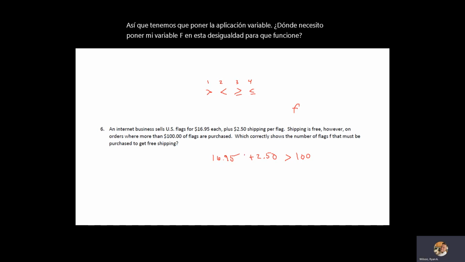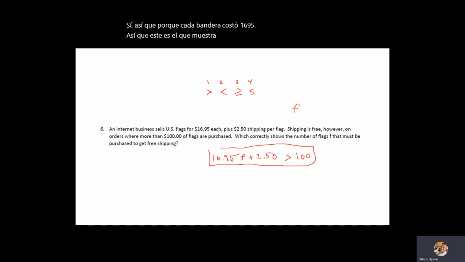Yeah, so because every flag costs $16.95. So this is the one that shows correctly how many we would have to sell. We have to solve for F to be able to determine how many we have to sell so we don't get charged. But yes, that would be the equation. We can solve it to find out if you'd like. Okay. So how would I solve this equation?